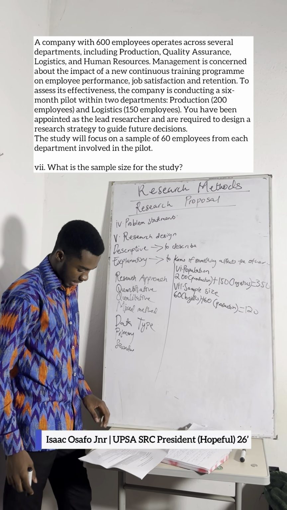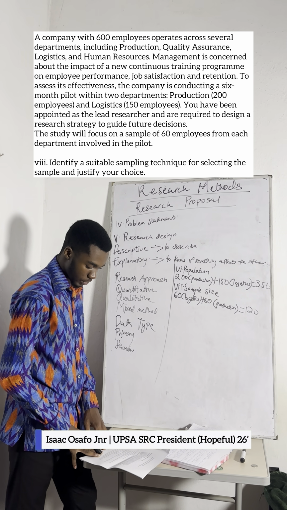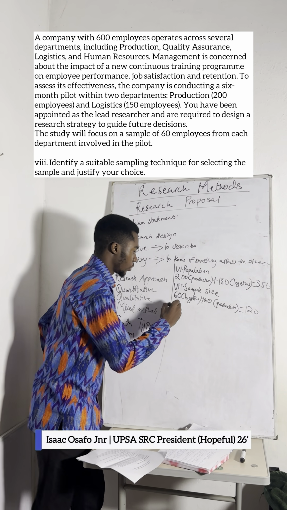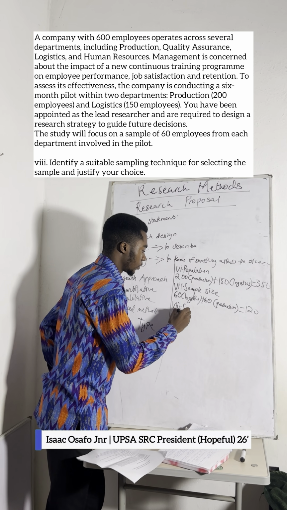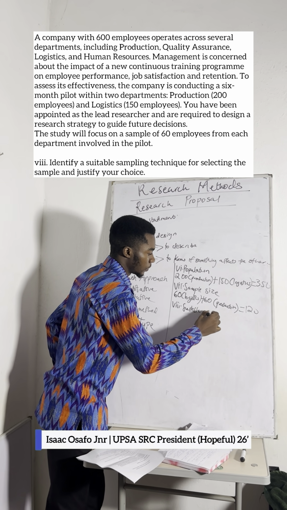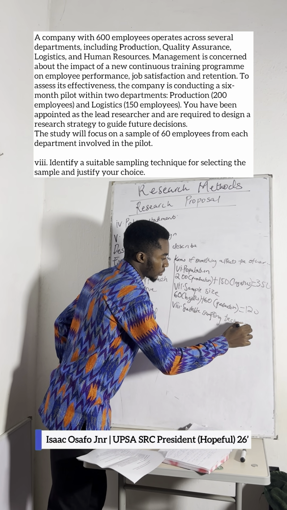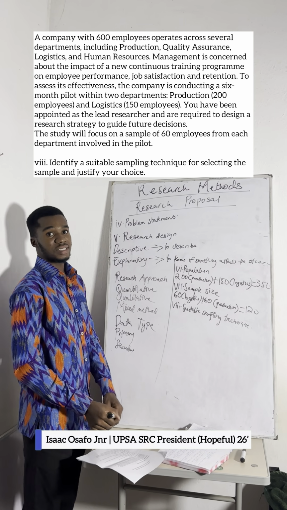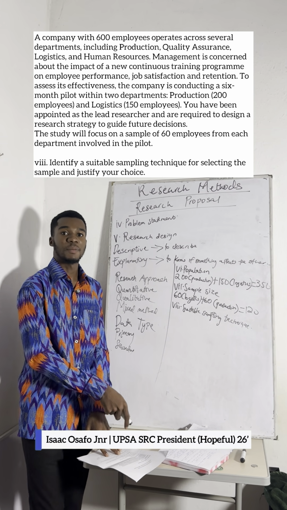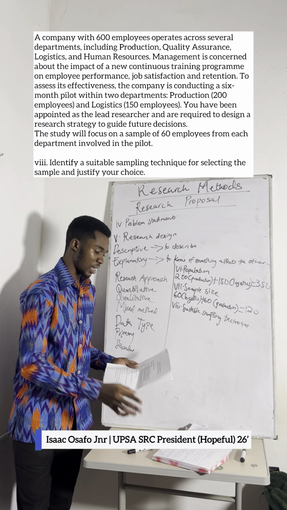Now let's go to the Venn III. So they said we should identify a suitable sampling technique for selecting the sample and justify your choice. So Venn III, suitable sampling technique. So this one, they've already done the sampling, but they want to know if you actually know the name of the type of sampling they did in the question. You get it? Now let's first understand the question.